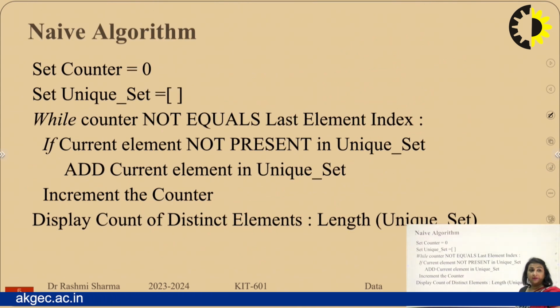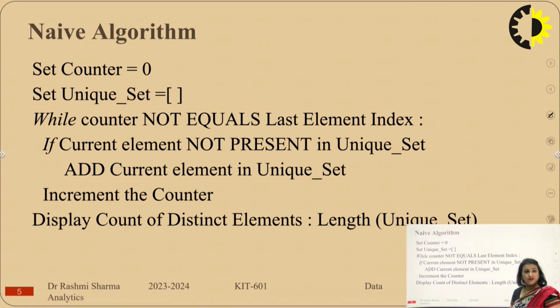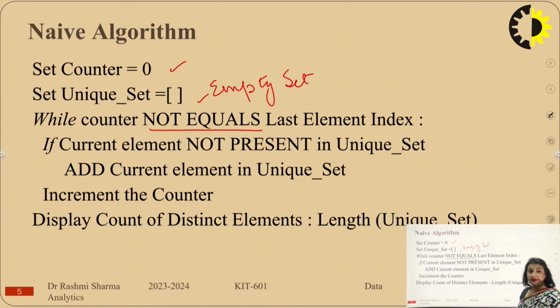Now the first algorithm, that is the naive algorithm, which is given for counting the distinct elements in the input data stream which is coming continuously. We set the counter to 0 and I have an empty set. This is an empty set which I have for the unique elements. It doesn't contain any elements. Then while the counter is not equal to the last element index, if the last element index is n, then this while loop will run from 1 to n. If the current element is not present in that unique set, then add the current element to the unique set.